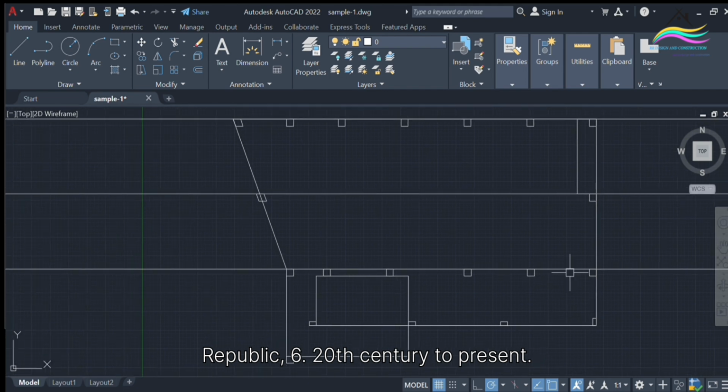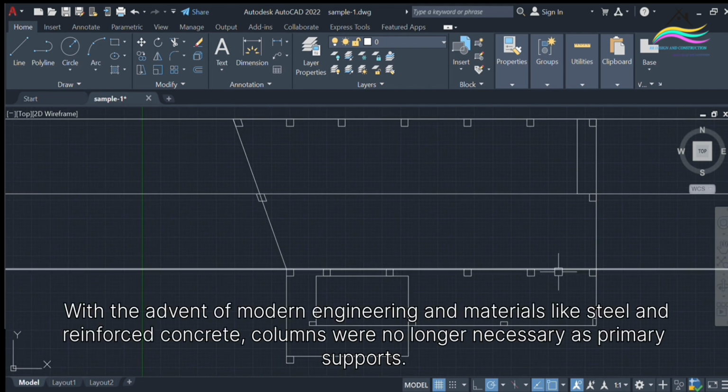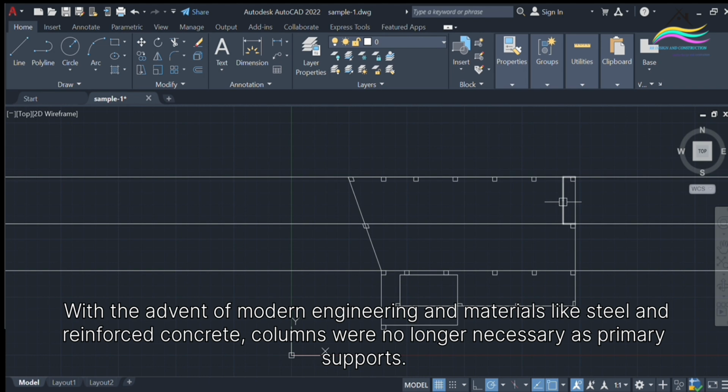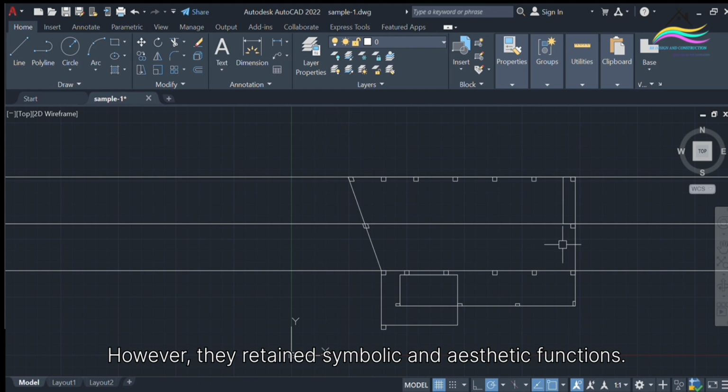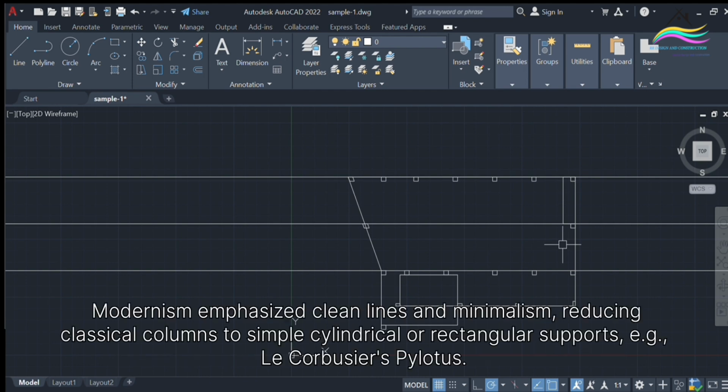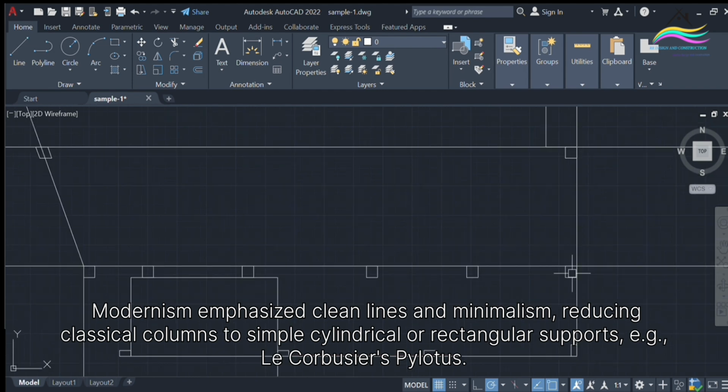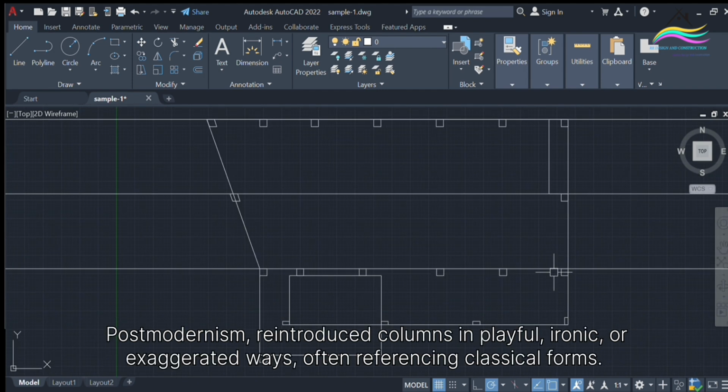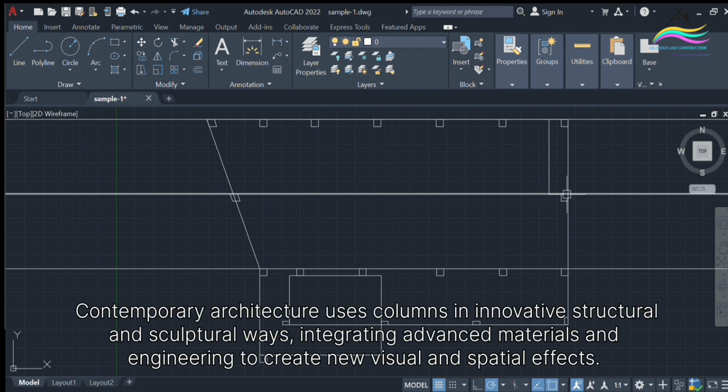6. 20th century to present. With the advent of modern engineering and materials like steel and reinforced concrete, columns were no longer necessary as primary supports. However, they retained symbolic and aesthetic functions. Modernism emphasized clean lines and minimalism, reducing classical columns to simple cylindrical or rectangular supports, e.g., Le Corbusier's pilotis. Postmodernism reintroduced columns in playful, ironic, or exaggerated ways, often referencing classical forms.